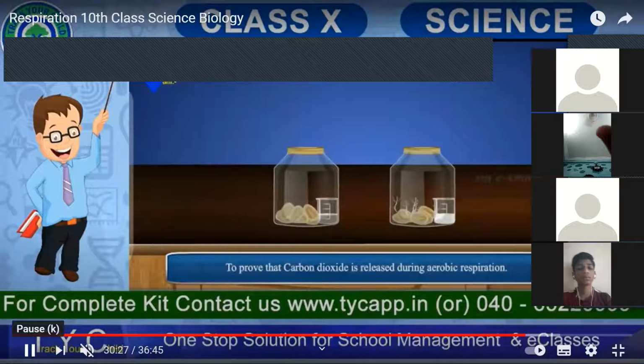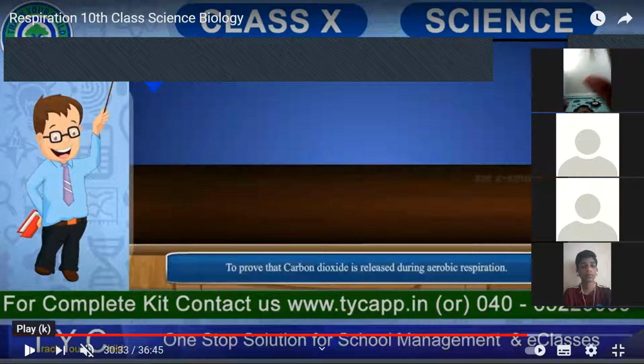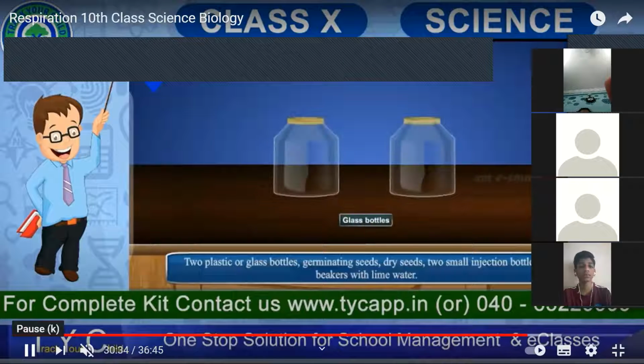So the aim of the experiment is to prove that carbon dioxide is released during aerobic respiration. Aerobic and anaerobic, you know it very well. Aerobic respiration is in the presence of air, and anaerobic respiration takes place in the absence of air. And we have seen how respiration in yeast takes place.